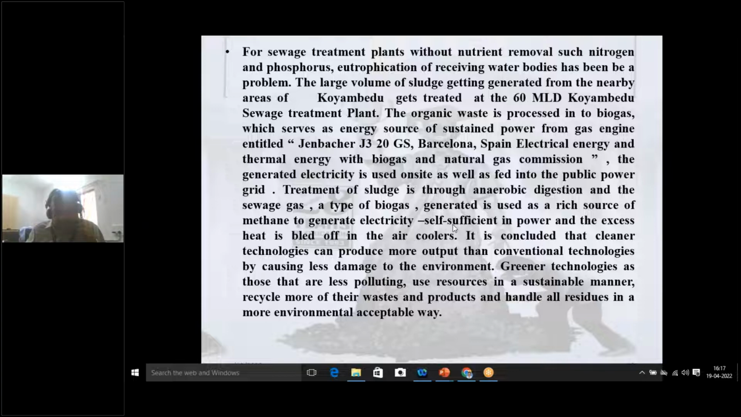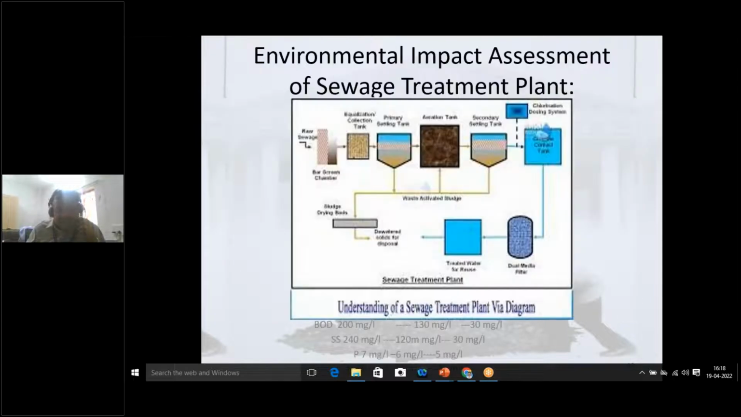It is concluded that cleaner technologies can produce more output than conventional technologies by causing less damage to the environment. Greener technologies are those that are less polluting, use resources in a sustainable manner, recycle more of their waste and products, and handle all residues in a more sustainable and environmental way. So this is where the environmental impact assessment of the sewage treatment plant has been conducted.